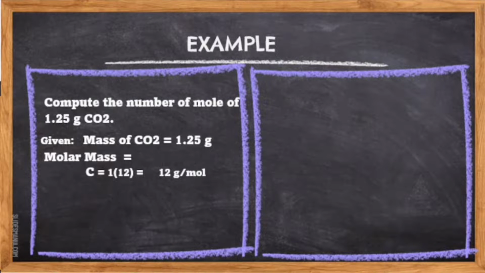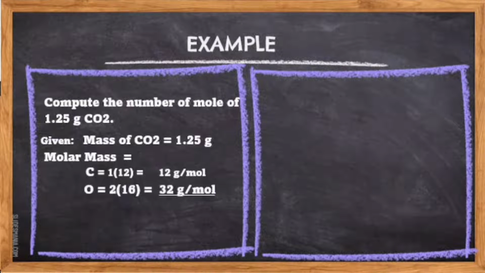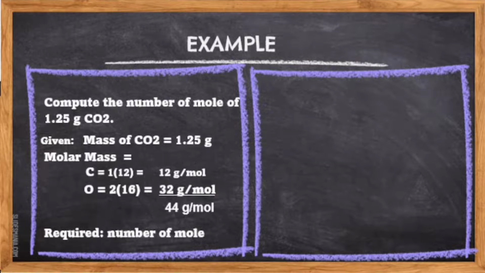Carbon has 1 atom times 12, the atomic mass, so that equals 12 grams per mole. Oxygen has 2 atoms multiplied by the atomic mass, which is 16, so you will get 32 grams per mole. Then add it all. The molar mass of carbon dioxide is 44 grams per mole. The required is the number of mole of carbon dioxide.